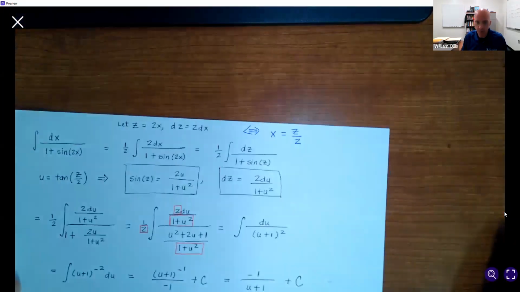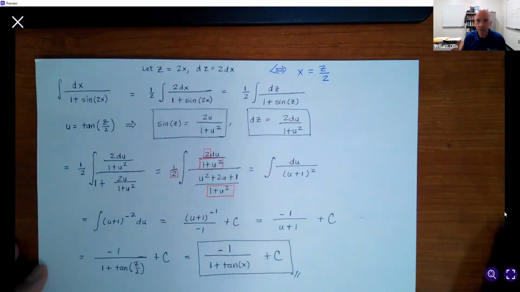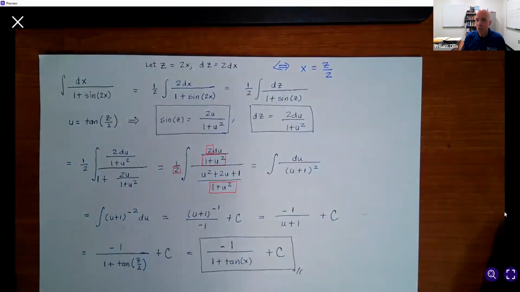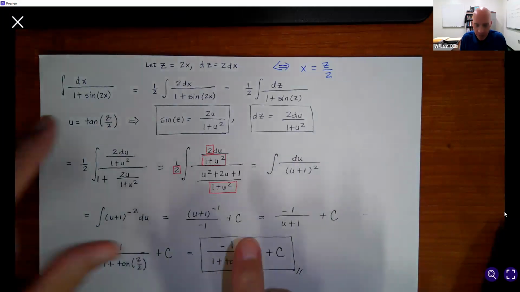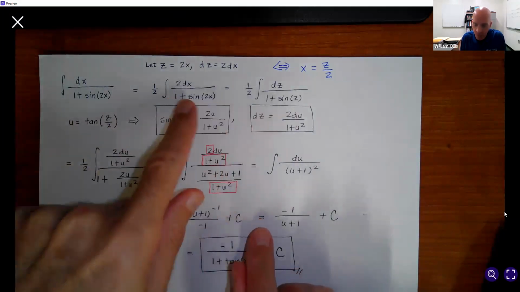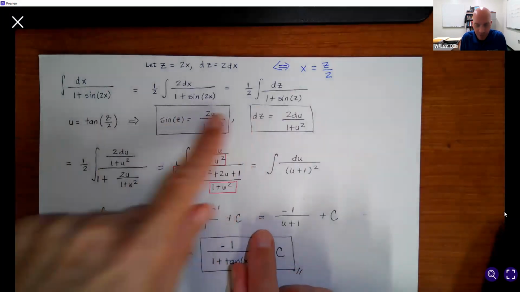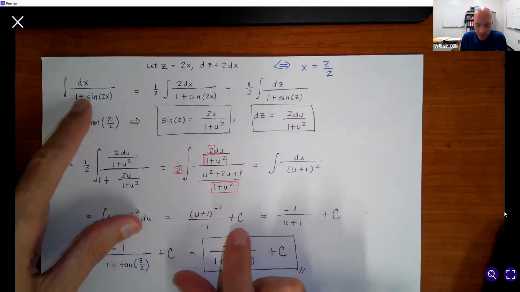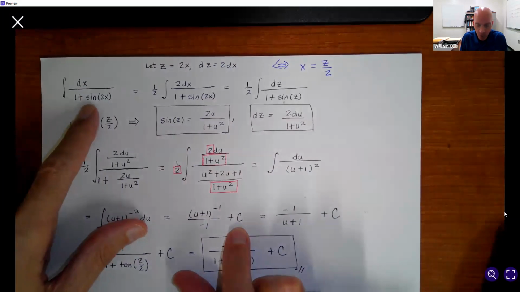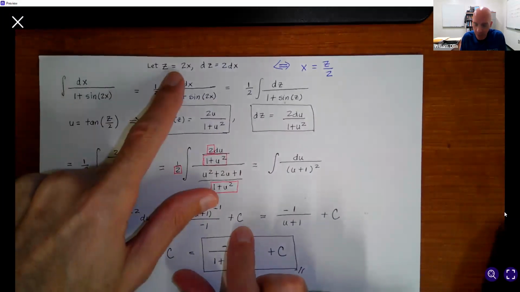So now what I'm going to do is rephrase the problem with the Weierstrass technique. And this looks very different, doesn't it? I'm going to adopt the same procedure that we had before. That is, we have dx divided by 1 plus sine 2x.